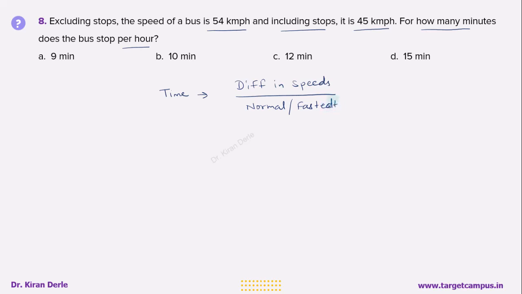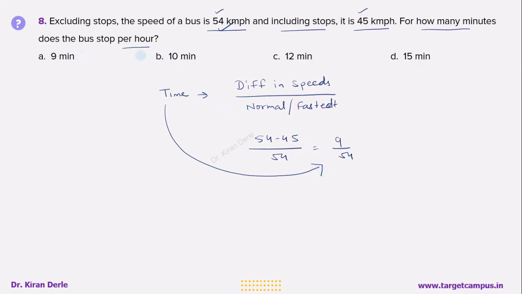Fastest will be without stoppage, obviously. So the difference in speeds here is 54 minus 45, upon the fastest speed, which is 54. So this will be 9 by 54. This is the time the bus stops per hour.